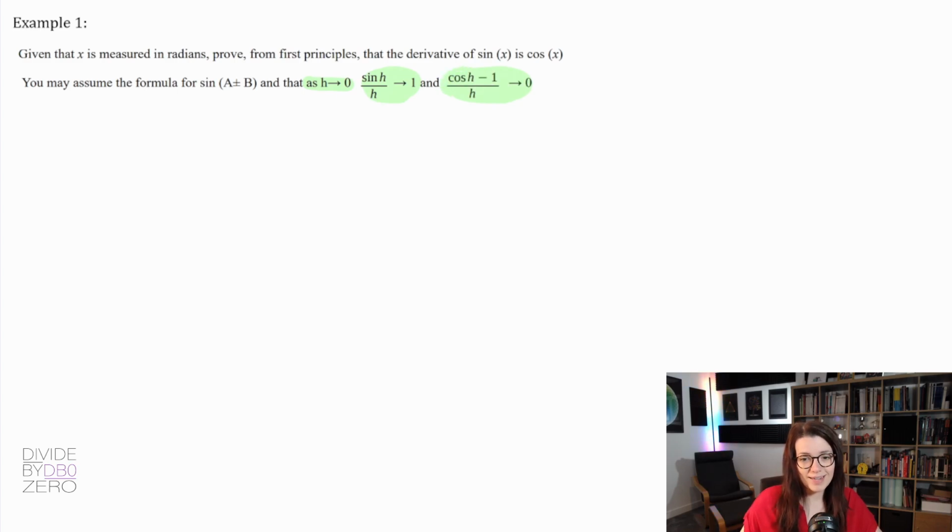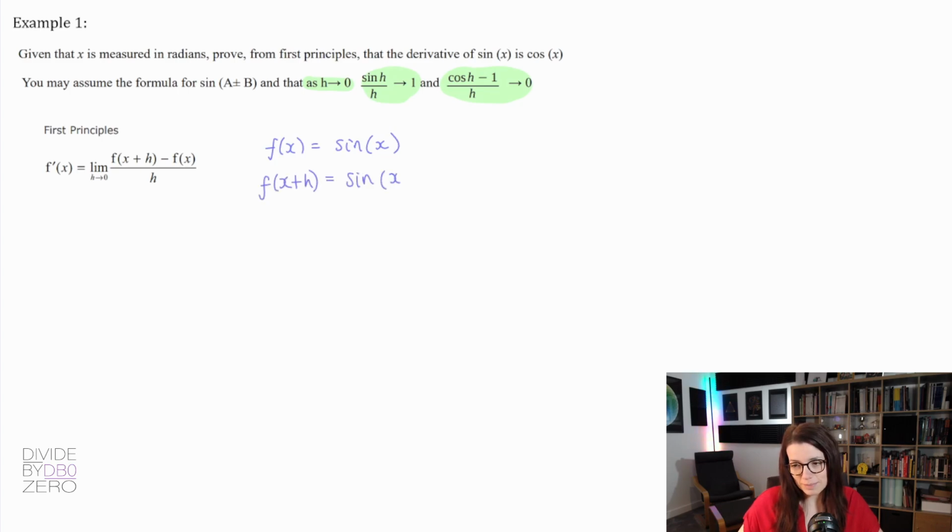As with any first principles, you always want to start by looking at the formula for first principles given in your formula booklet. I then like to write down what is f of x that I'm interested in. So in this case, the function we're trying to differentiate is sine x. I also like to write f of x plus h, so in this case, sine of x plus h. Then it's just about subbing into the formula.